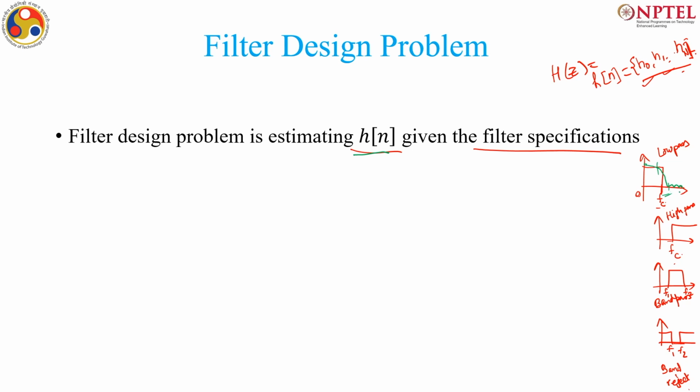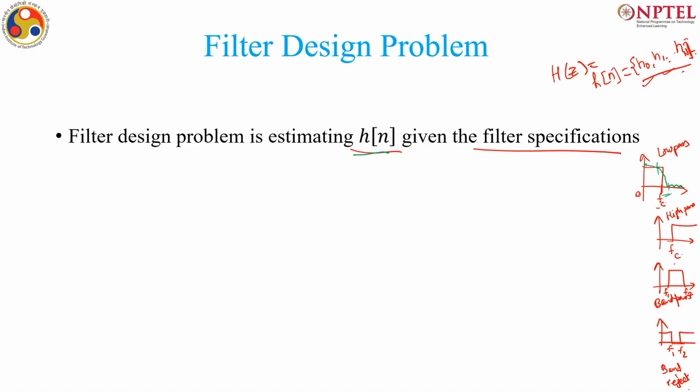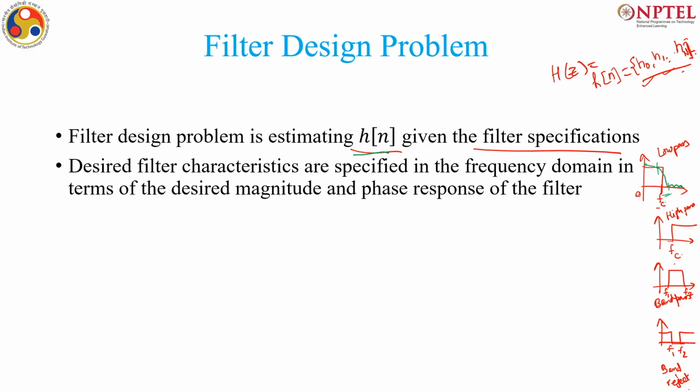And often the type of filter, whether it is IIR or FIR, and if it is FIR, specifically maybe the minimum order filter we need to design. Like with the minimum number of coefficients, what is the best response I can get. So typically these filter characteristics are designed in the frequency domain, as I said, and this is in terms of the magnitude response.